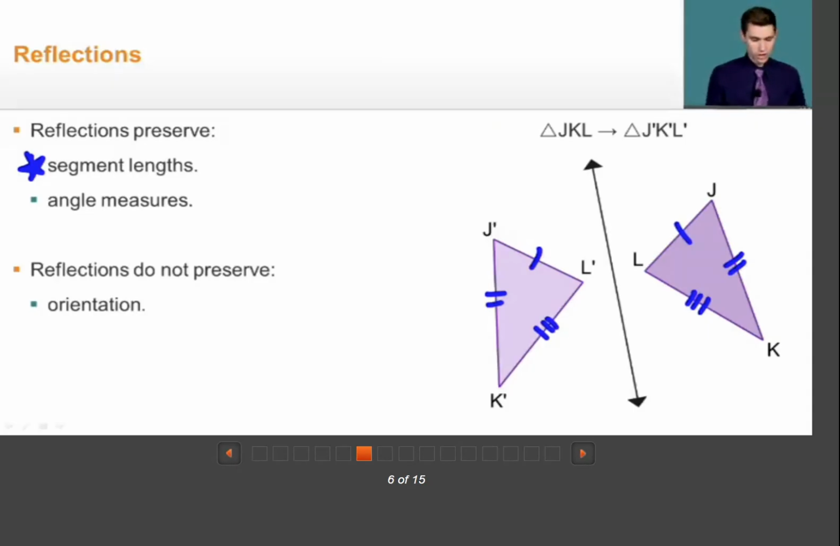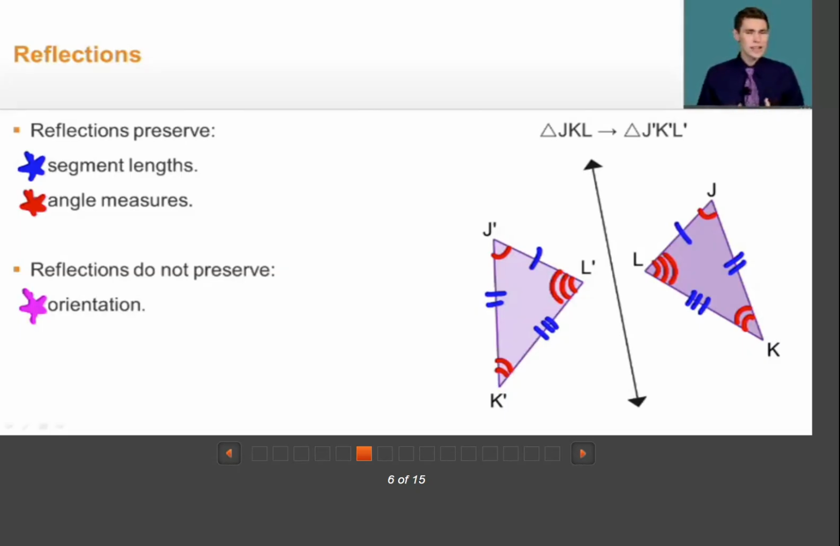Reflections also preserve angle measures. So that means that angle LJK is going to be congruent to angle L prime J prime K prime, that angle JKL will be congruent to angle J prime K prime L prime, and that angle JLK will be congruent to angle J prime L prime K prime. Now keep in mind that reflections do not preserve orientation, unlike some other rigid transformations.